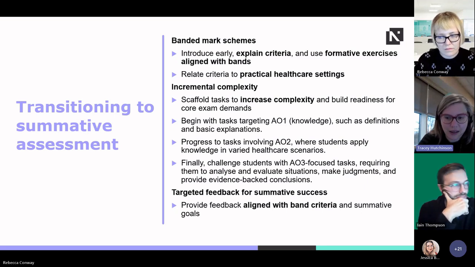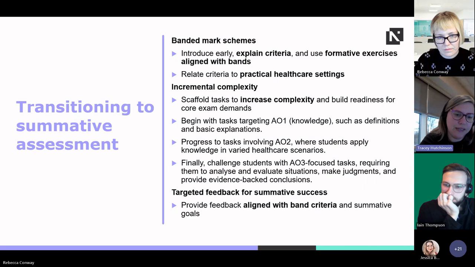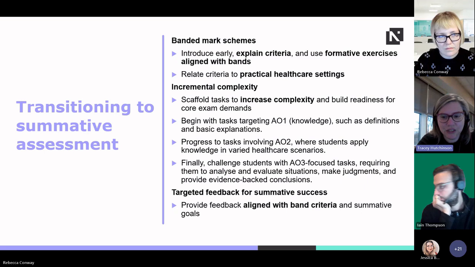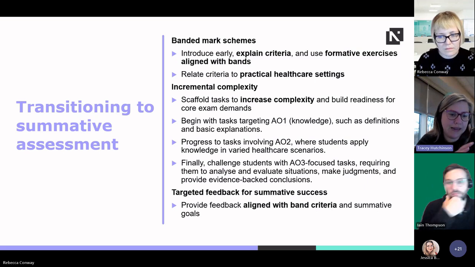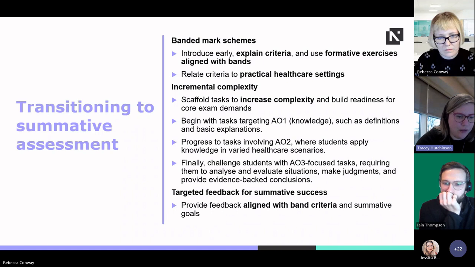Introducing the schemes early in the course is crucial, and by explaining the criteria from the beginning, you help students understand the levels they need to achieve and what is expected of them. It's also important to relate these criteria to practical healthcare settings. When students can see how their performance relates to real-world situations, they understand the relevance of the mark scheme. This helps the student apply their learning effectively and prepares them for the demands of the industry.